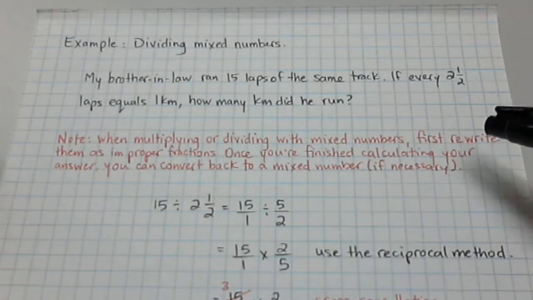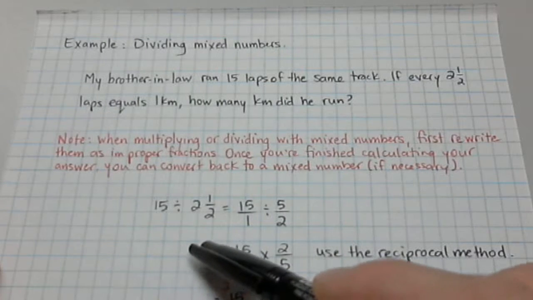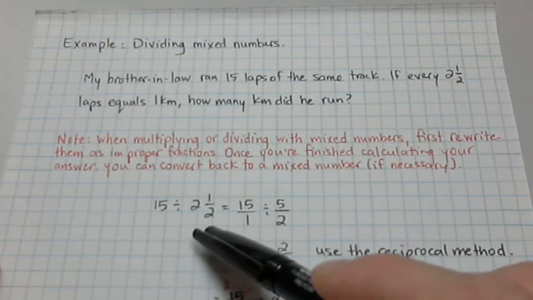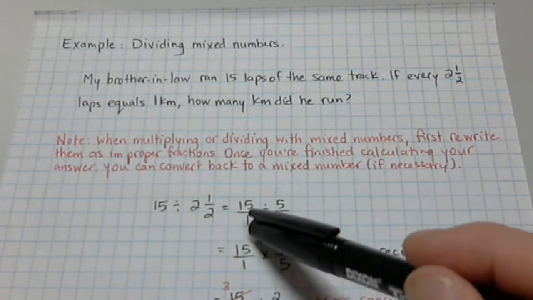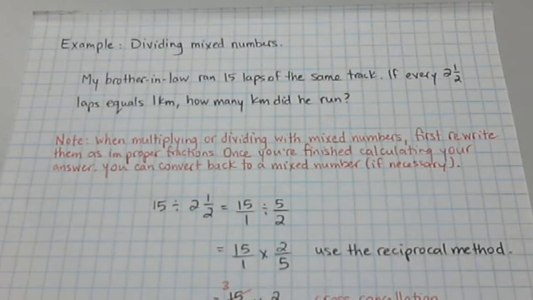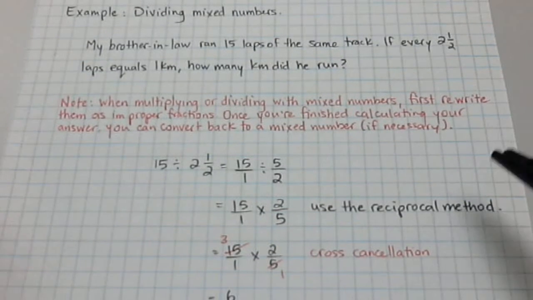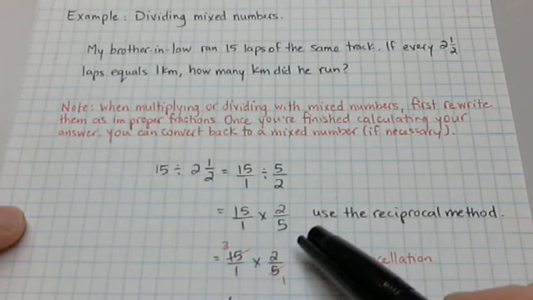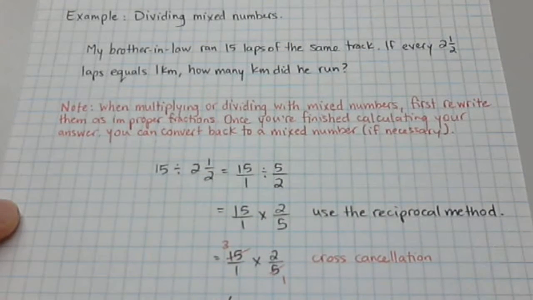Okay. Now the problem with my brother-in-law here is going to require us to do this operation: 15 laps divided by 2 1/2 laps. And so we put the whole number over 1. We reconvert the mixed number into an improper fraction. And what happens is I choose to use the reciprocal method. So I flip the sign from division to multiplication. I flip the fraction from 5 over 2 to 2 over 5. So I use the reciprocal method.